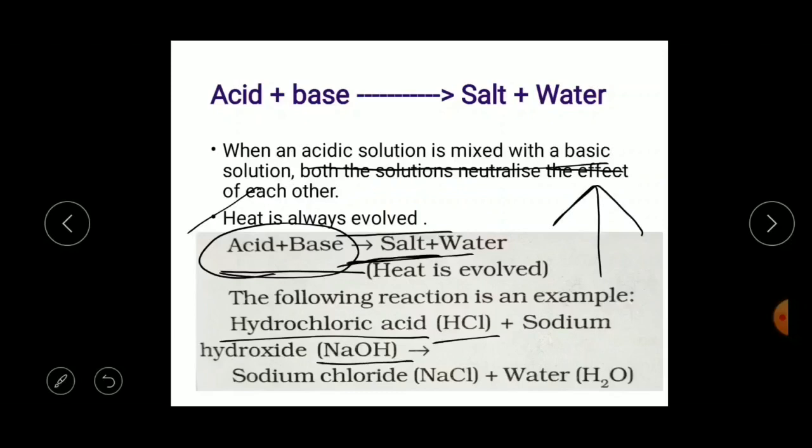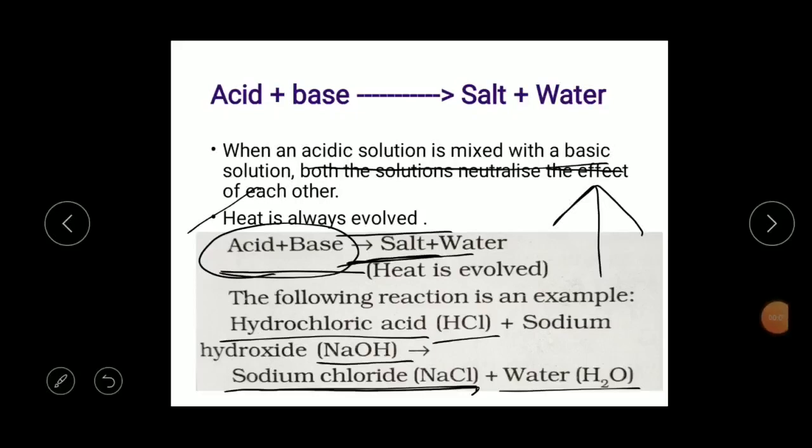When we mix this acid with the base, we get a new product, that is a salt, which is nothing but sodium chloride, NaCl. This is the salt we got, and we got water, that is H2O. Understood? Hydrochloric acid plus sodium hydroxide produces sodium chloride, NaCl, plus water with the evolution of heat. Understood, children? Okay.